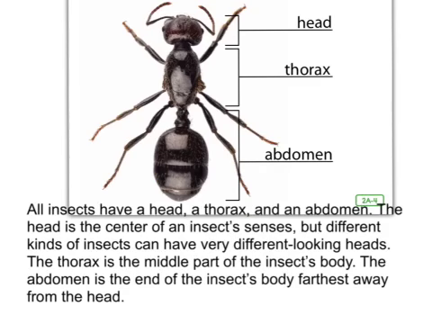All insects have a head, a thorax, and an abdomen. The head is the center of an insect's senses, but different kinds of insects can have very different looking heads. The thorax is the middle part of the insect's body. The abdomen is the end of the insect's body, farthest away from the head.